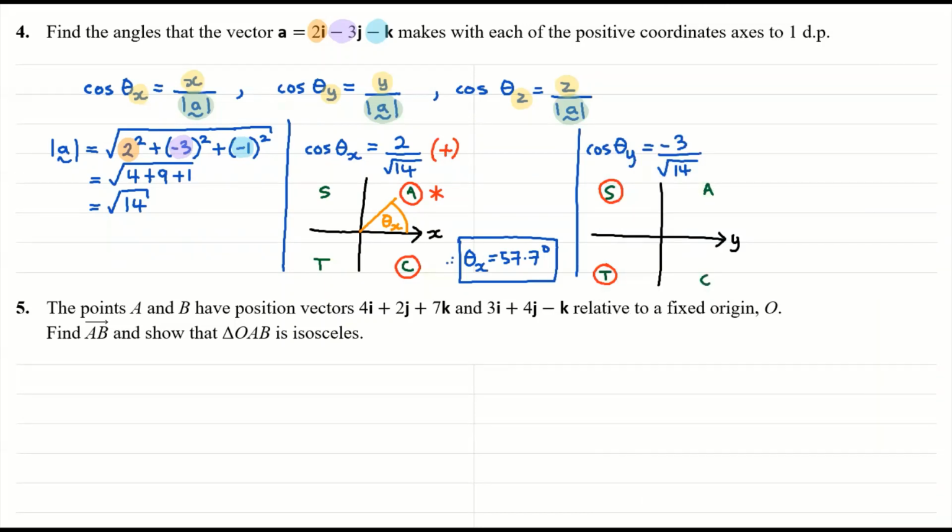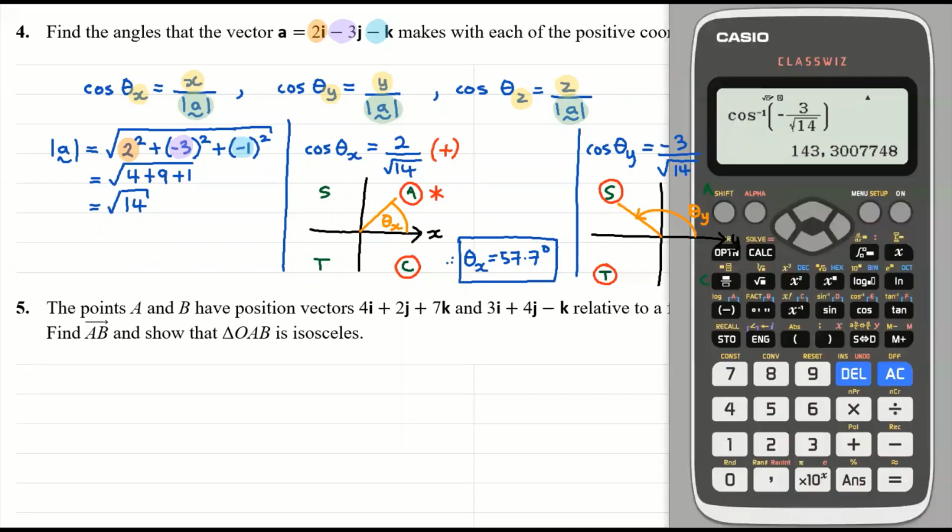So what this means is that, I'm just going to put it on the diagram. I'll stick to the color scheme. If you plug in the negative value, the calculator deals with that for you. It tells you that this is your theta y, which is 143.3 degrees. It's an obtuse angle.